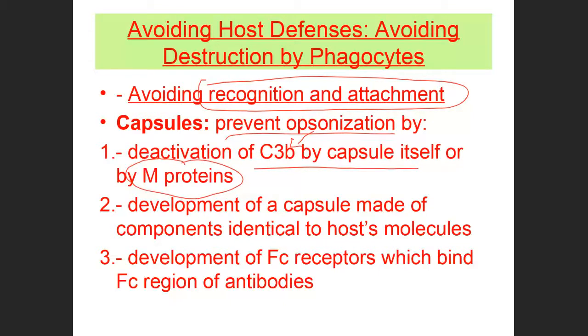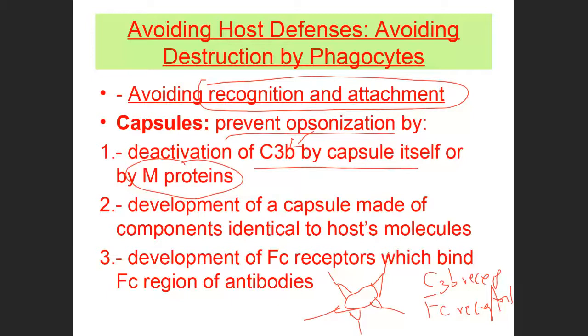Another strategy, remember from chapter 15, we said that opsonization could also happen with antibodies. So now we could have antibodies bound to the bacterial cell. And we said phagocytic cells have two kinds of receptors. They have C3b receptors and they have Fc receptors. And so the phagocytic cell binds to the Fc region of the antibody that has coated the bacteria and then eats up the whole thing.